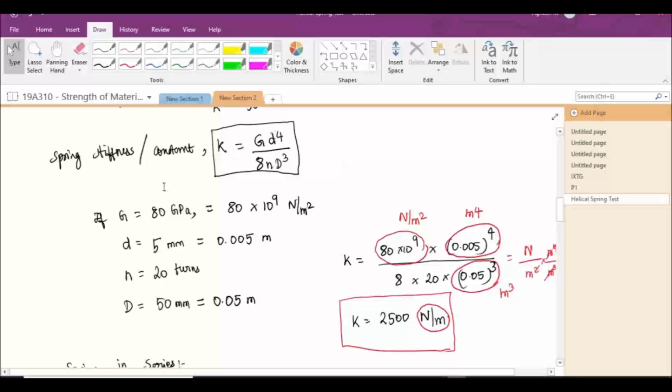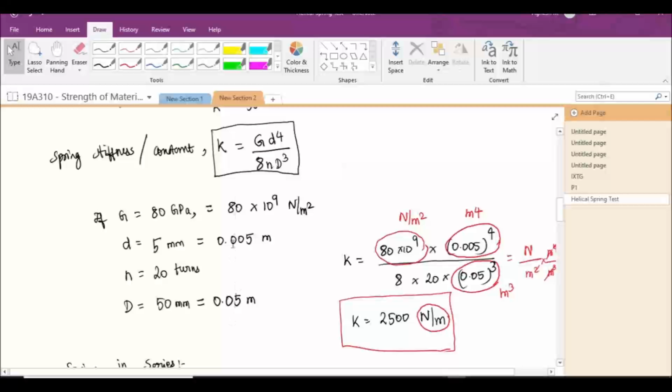And I am taking the wire diameter as 5 millimeters. So to convert this 5 millimeters into SI unit of meters, it is divided by 1000, which is 0.005 meters. And I am taking a number of turns of 20 turns. The spring is coiled for 20 turns, and the mean diameter of the spring is taken as 50 mm. So I'm going to twist the wire into a coil, and the diameter of the coil is going to be 50 mm, and to convert this into SI units, divided by 1000, which is 0.05 meters.